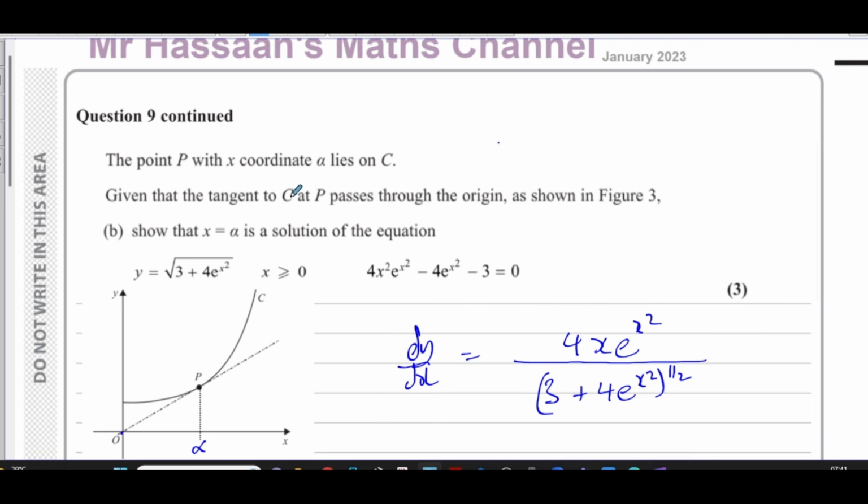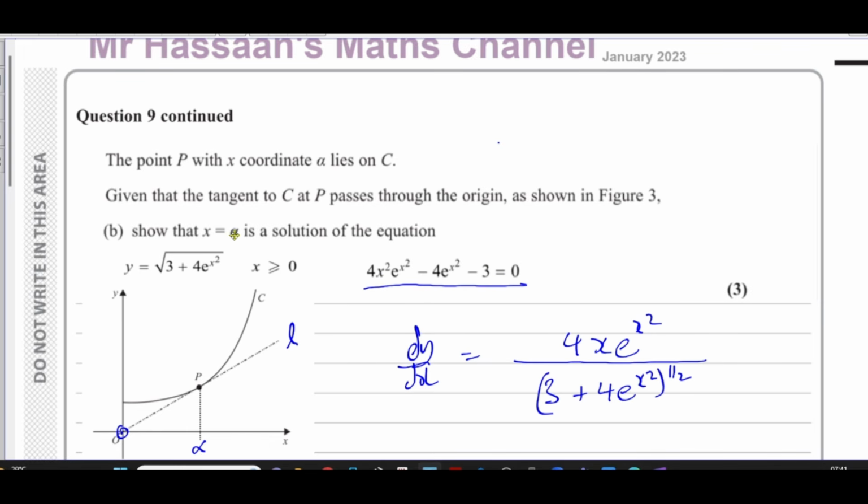It says, given that the tangent to C at P passes through the origin. So this line is the tangent to the curve C at P, and it passes through the origin. I'll call this line L, as shown in figure 3. Show that x equals alpha is a solution to this equation here. This is the equation of the curve, I just put that there myself. But this is the equation that we have to show is a solution.